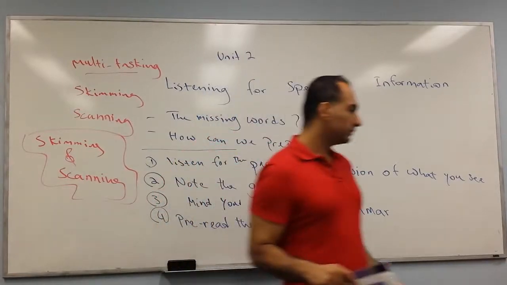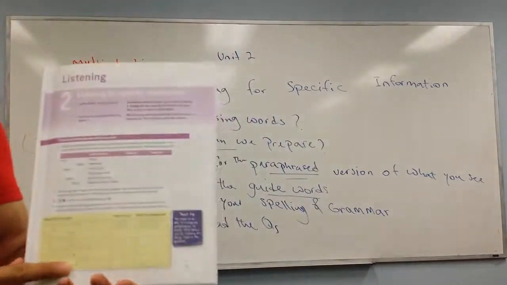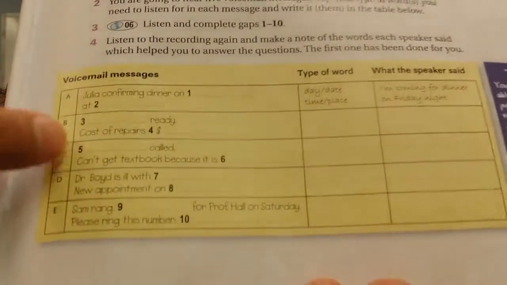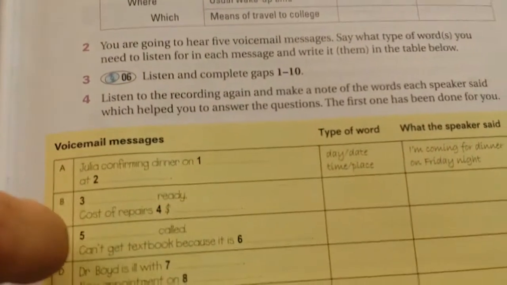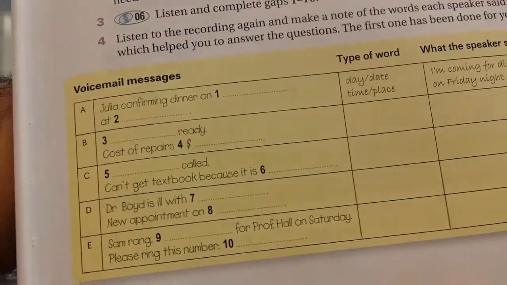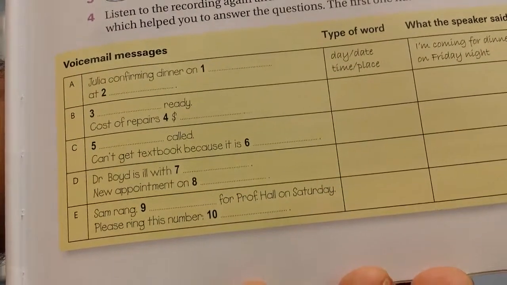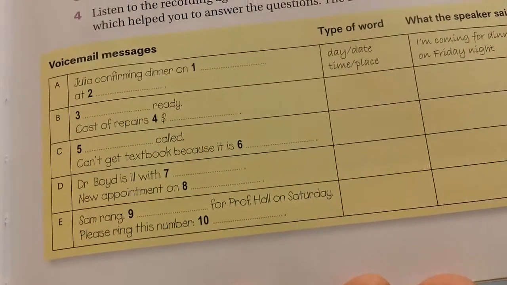Now, speaking of guessing, I want to give you an example here. Look at this table, the yellow one, and you see that Julia confirming dinner on gap. It's a date. Yes? Yes. And cost of repairs would be, of course, the cost. Yes?